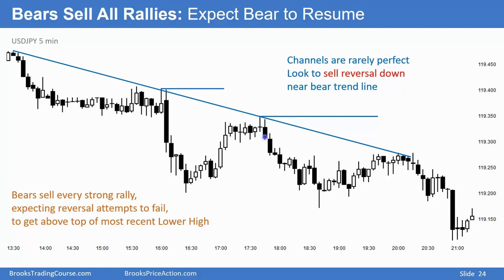A lot of traders prefer to sell below bear bars, so some traders would sell below this bear bar. Others would take the short below this doji bar. And then same over here. You could sell below that bull bar or below the bear bars. And here you could sell below the doji. You could sell below the bear bar.